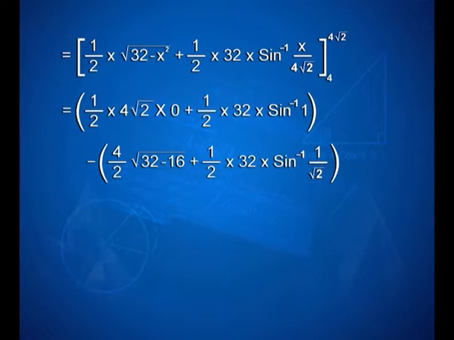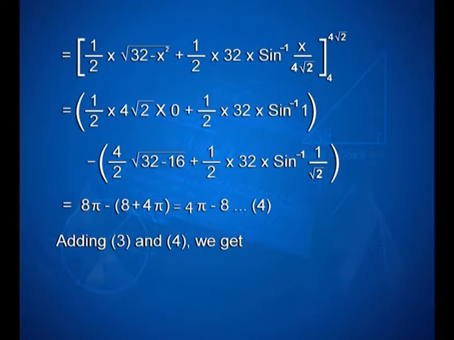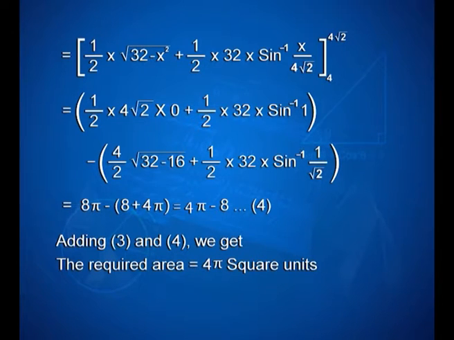That is equal to half of 4 root 2 into 0 plus half of 32 into sine inverse 1, minus 4 upon 2 into the square root of 32 minus 16, plus 1/2 into 32 into sine inverse 1 upon root 2. On simplification, we have 8 pi minus 8 plus 4 pi, that is equal to 4 pi minus 8. This is the fourth equation. Now, adding equations 3 and 4, we get the required area as 4 pi square units.